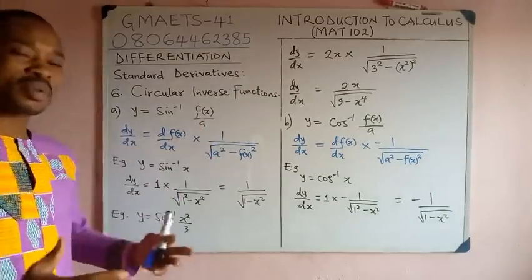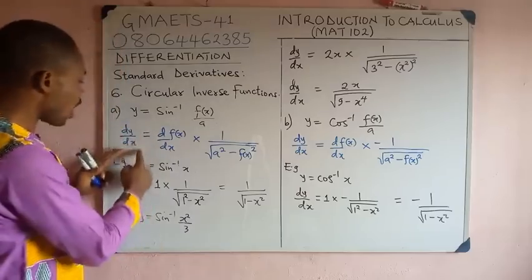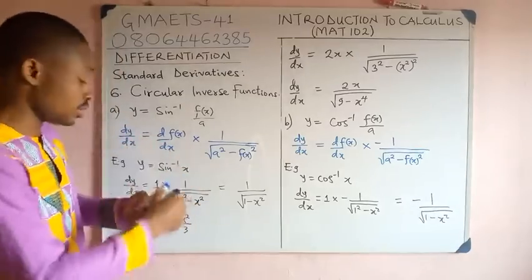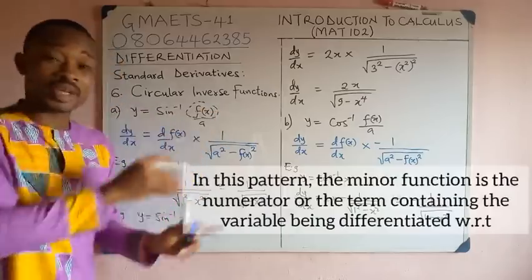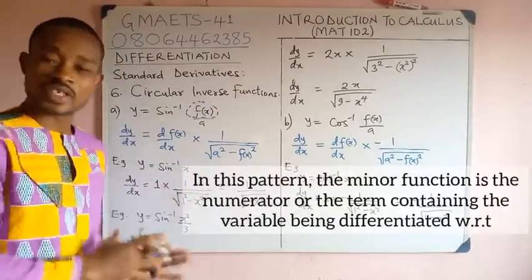And now, how do we approach the differentiation? So watch. dy dx is equal to, using our major minor still, in this case, the minor function is this f of x, the numerator there. Please don't touch the denominator, which is the constant there.